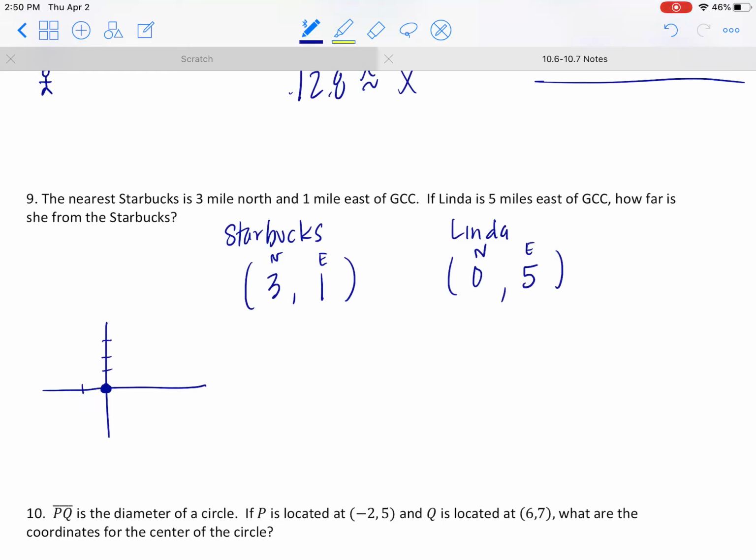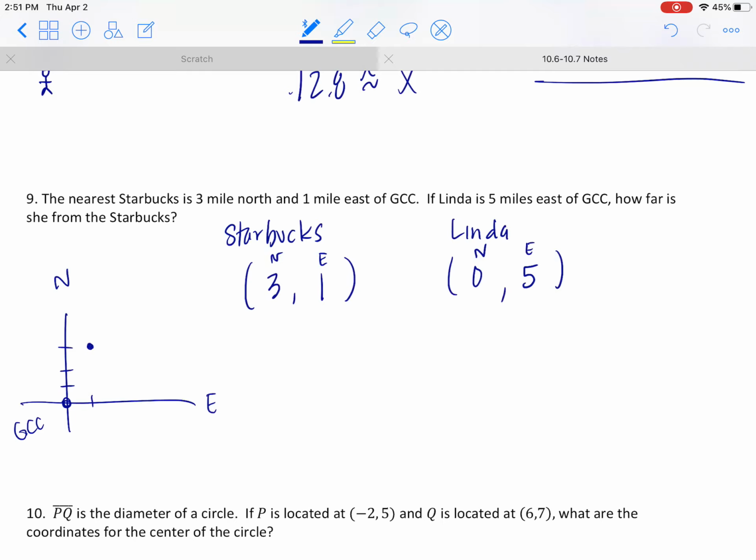Or think about this on a graph. Think about GCC as like the hub, it's the origin. If Starbucks is 3 miles north, 1, 2, 3 miles north, and 1 mile east, we could give that a coordinate. And then if Linda is 5 miles east, 1, 2, 3, 4, 5, we could give that a coordinate, right? I actually kept everything positive here. Let's call that east, that makes more sense anyways.